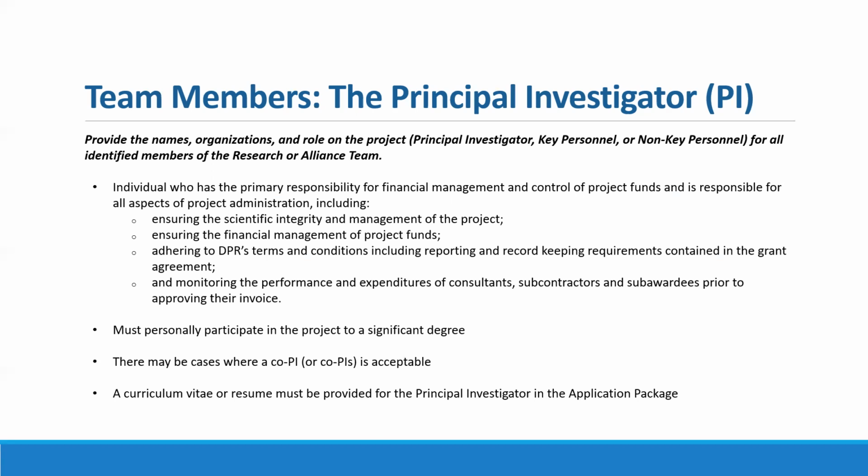And so the first type of role I want to cover is going to be the principal investigator, or PI. So the PI is going to be the individual who has the primary responsibility for things like financial management, control of project funds, and they're really responsible for all aspects of project administration. So including things like ensuring the scientific integrity and management of the project. They're going to ensure the financial management of project funds. They are the individual that is responsible for adhering to DPR's terms and conditions, including reporting and record keeping requirements.